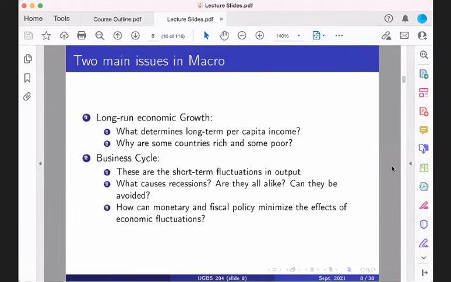Then we have the second thing that's got to do with business cycles. When I showed you the graph for GDP, you saw how it was at some point increasing, some point decreasing. These are the short-term fluctuations in output. So the whole idea is what causes recession? Recession is more or less a situation where the GDP trend is following a downward trend. So what is causing this particular recession? Are they all alike? Can they be avoided? How can we use monetary and fiscal policy to minimize these economic fluctuations?